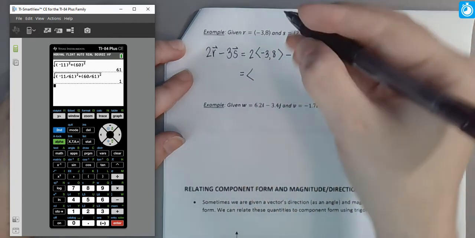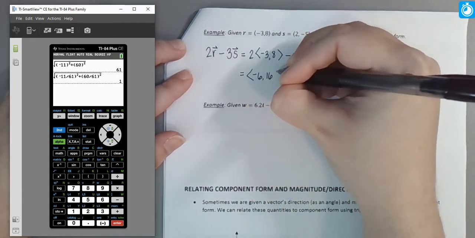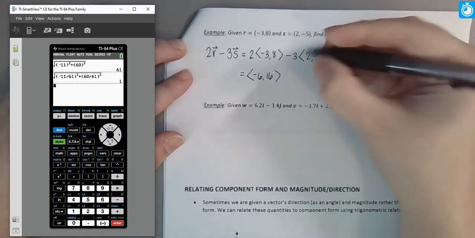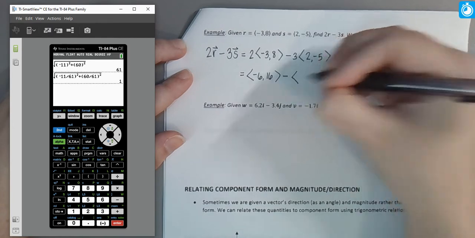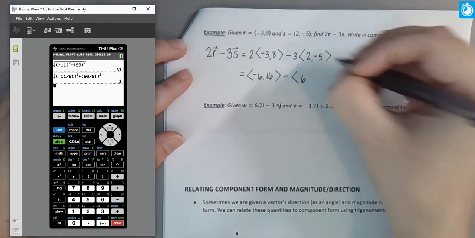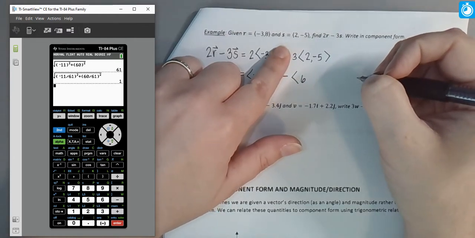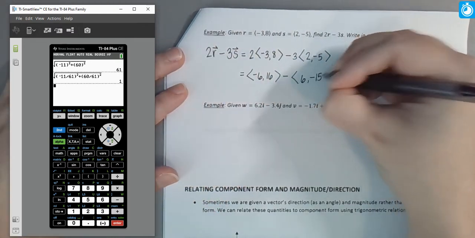So 2 times negative 3 is negative 6. 2 times 8 is going to be 16. And then I'm going to keep it as subtraction, and I'm just going to distribute the 3 or multiply by the 3. So 3 times 2 is going to be 6. And then 3 times negative 5, because keep in mind we're only distributing the 3, that's going to be negative 15.